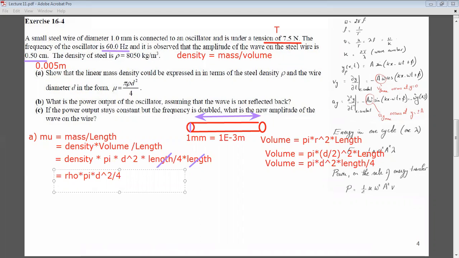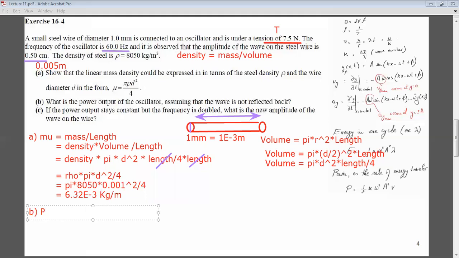Actually, I can go a bit further and do the calculation. So this is equal to pi times rho, which is 8050, times d, which is 1 millimeter, so that's 0.001 squared, divided by 4, and I will get mu equal to 6.32 e to the minus 3 kilogram per meter. I'm calculating it because in part B, I want to calculate the power.